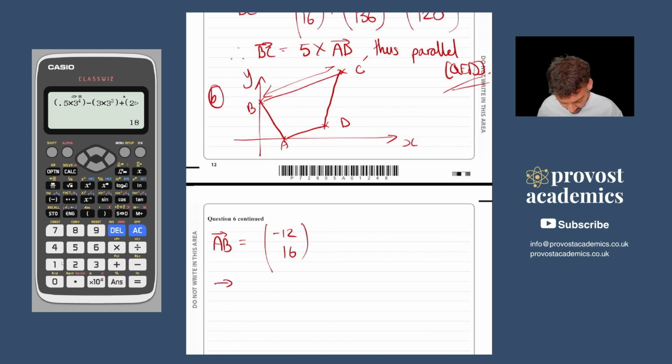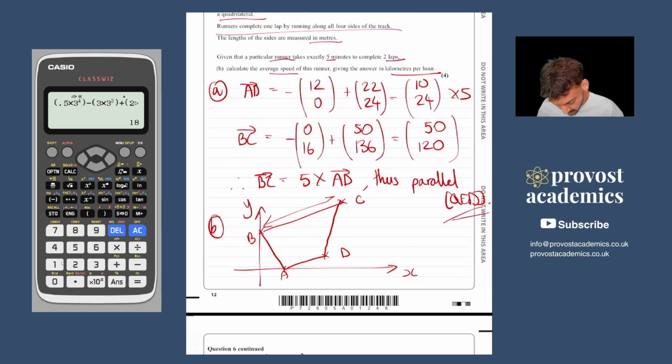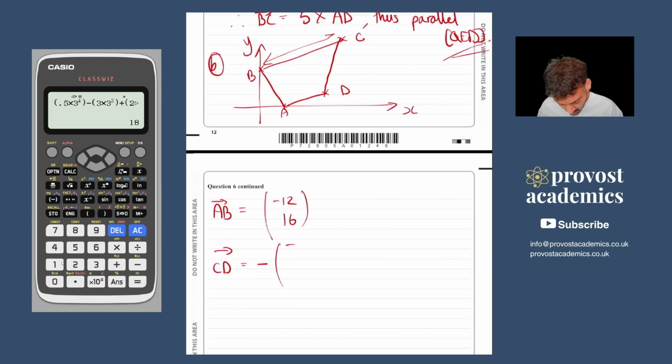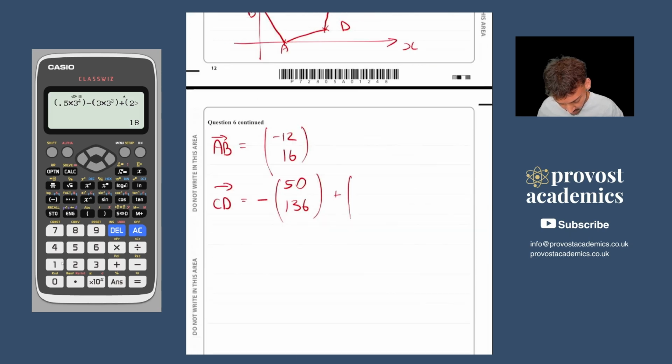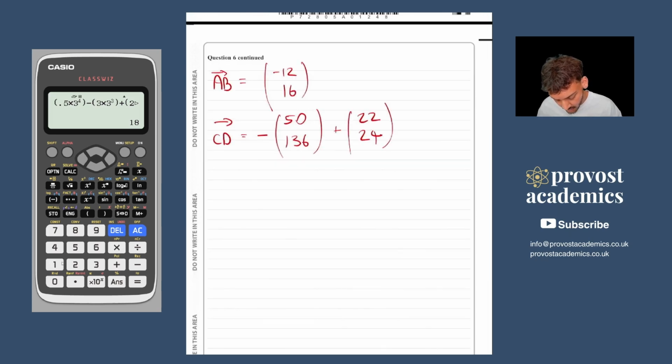Then we have C to D, minus 50 and 136 plus 22 and 24. So that gives me, so it's minus 50 plus 22, I could definitely do this mentally, but I'm a bit lazy and I don't want to get it wrong. So minus 28, and then we have minus 136 plus 24, minus 112. So now let's find all of the magnitudes.